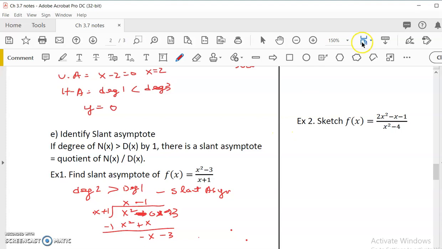Okay, I want to see. If I do minus 1, it will be negative x minus 1. So subtract, that would be 2. So our slant asymptote is y equal to x minus 1.